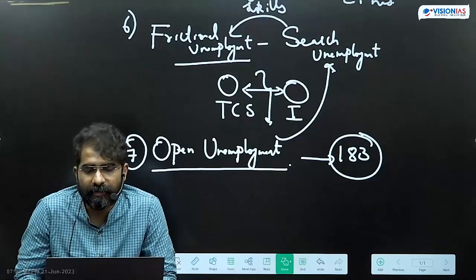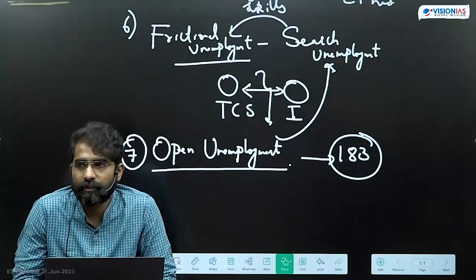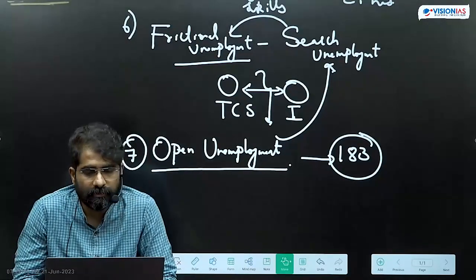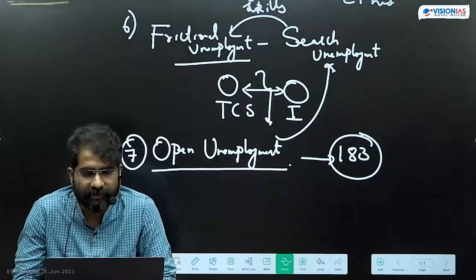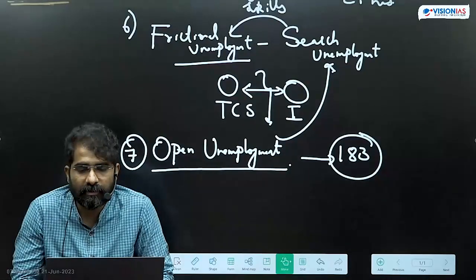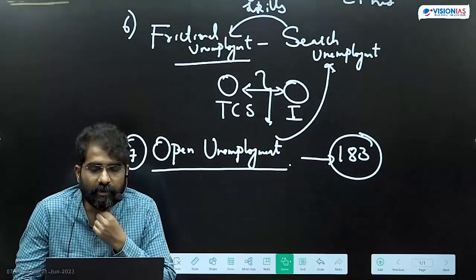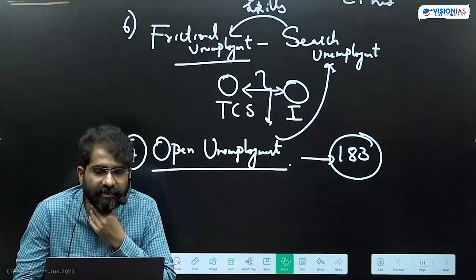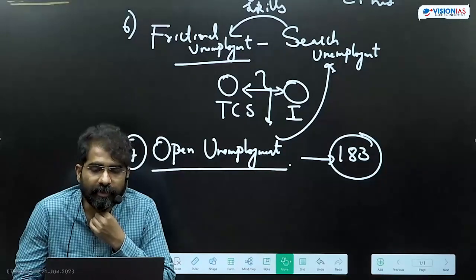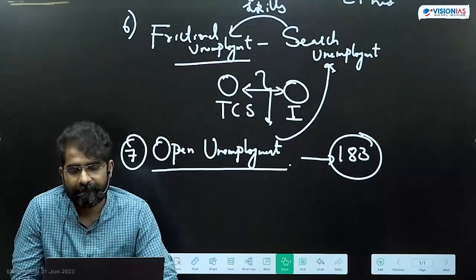Okay. Next, put open unemployment. According to NSSO, National Sample Survey Organization, if a person does not find work for a long-term period, generally 183 days, it is termed as open unemployment, or chronic unemployment.